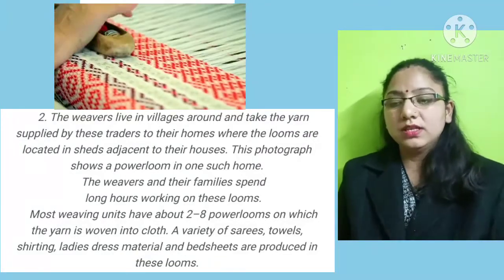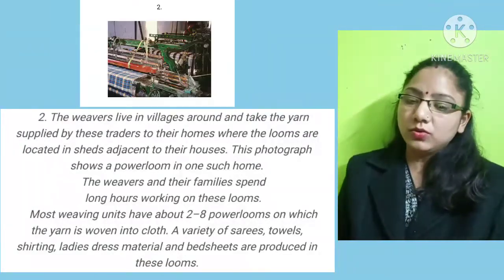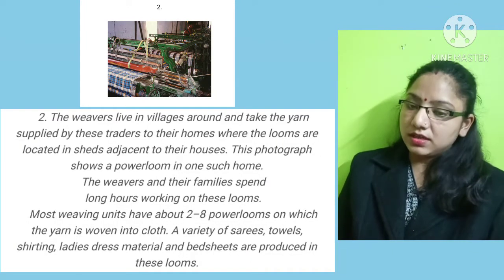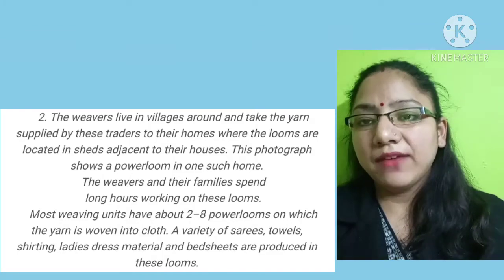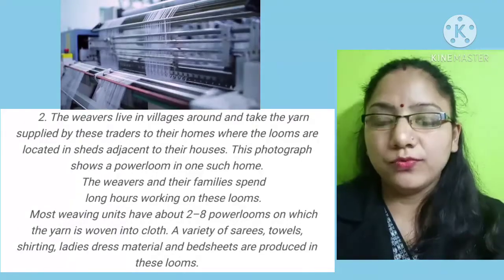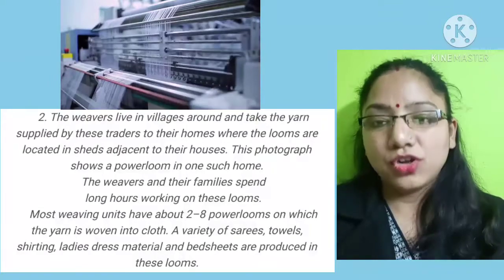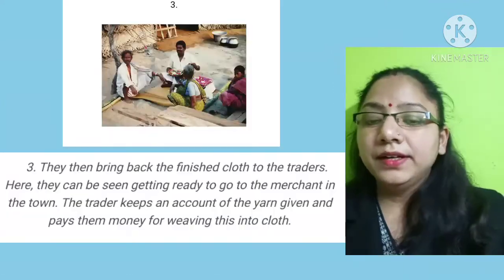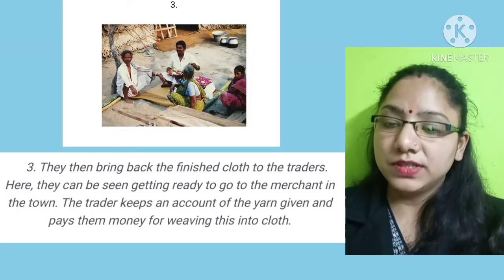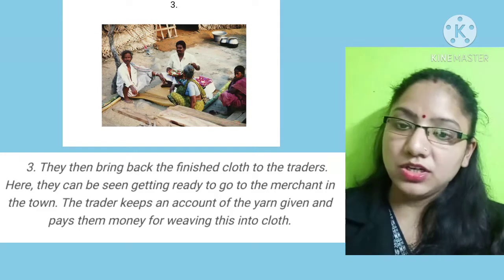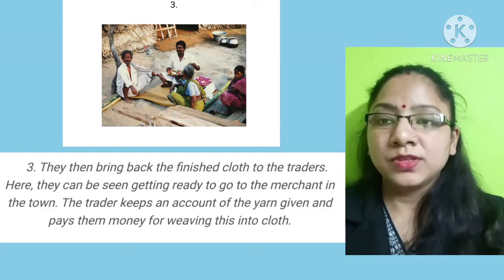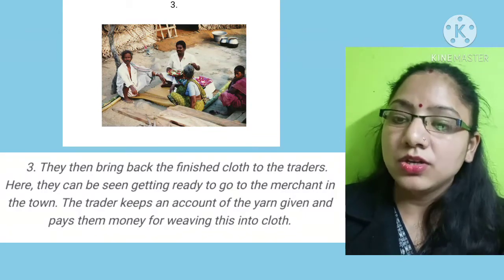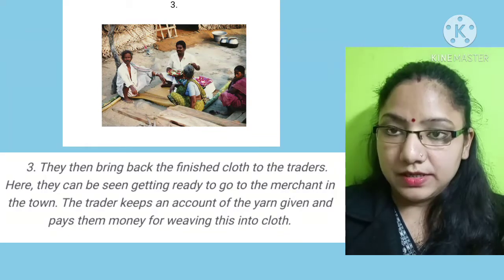Here you can see a loom through which the clothes are prepared. The local weavers take the yarn from the merchant and have to prepare different types of products such as saris, towels, and yes, of course, a shirt too. In picture number 3, you can see the product is ready to go to the market. The value of the product is always high as compared to the raw material.